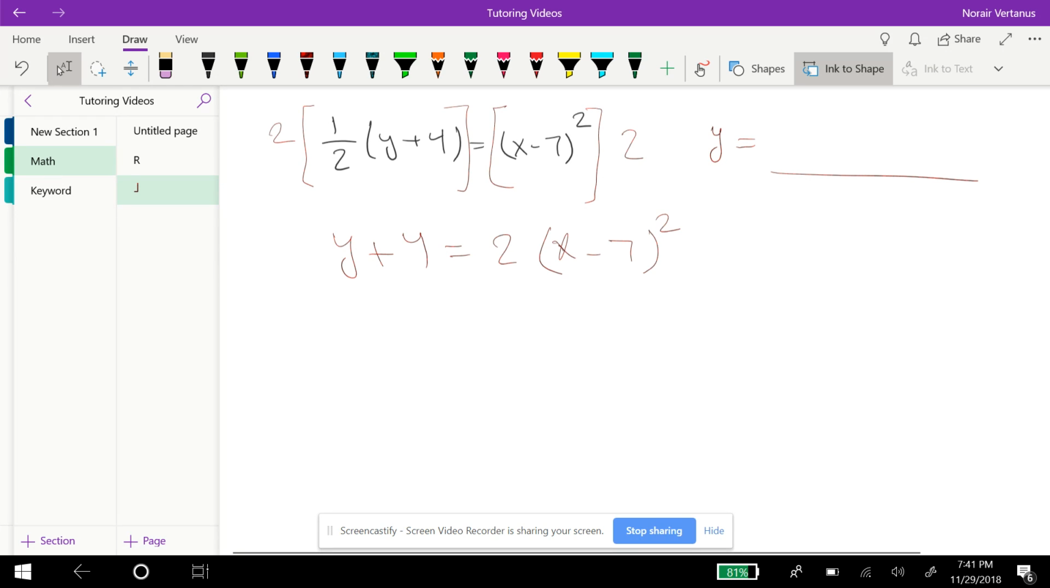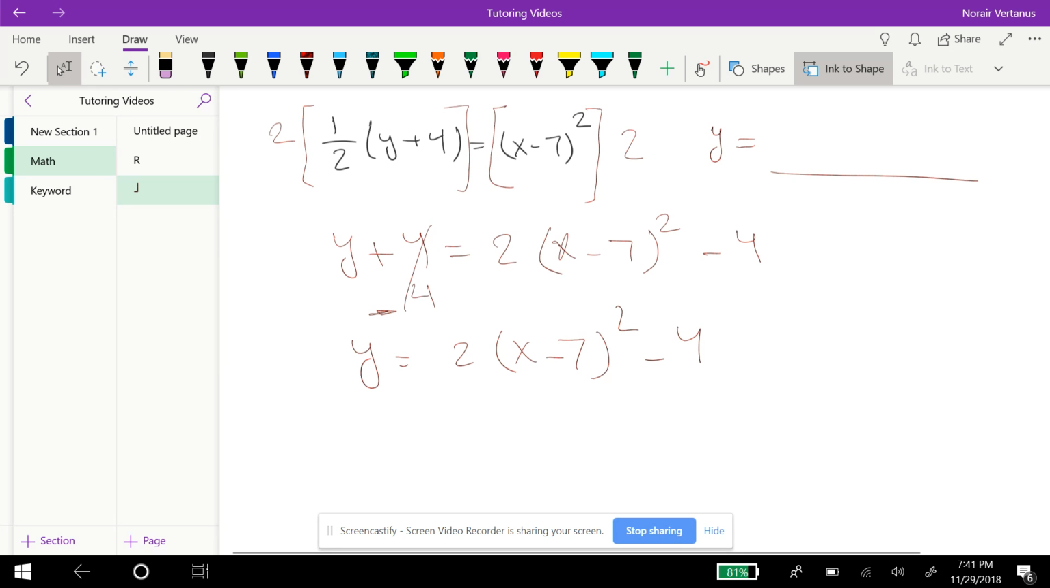This is a simple problem because you don't need to do much completing the perfect square. Subtract 4 and subtract 4. So this is gone. So again, y equals 2 times x minus 7 squared minus 4. This didn't need completing the perfect square.